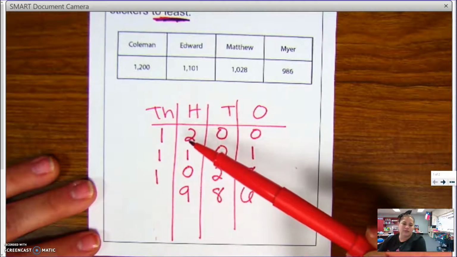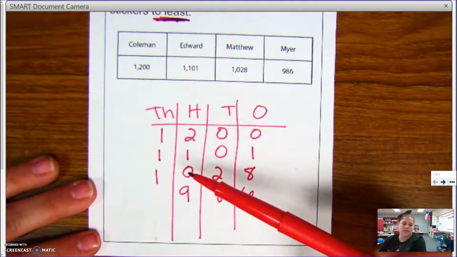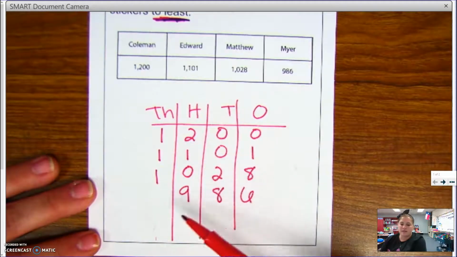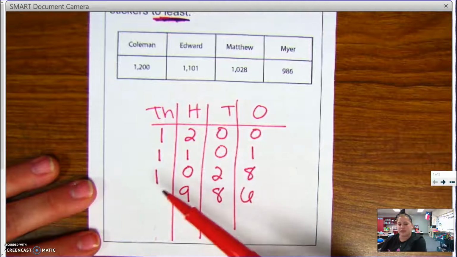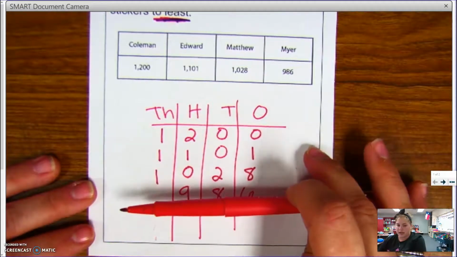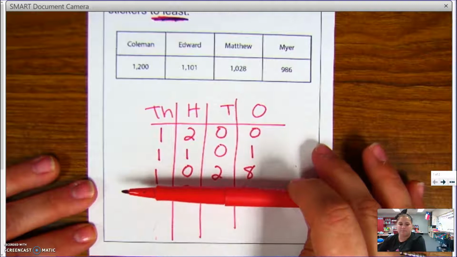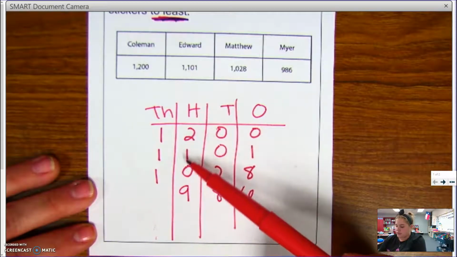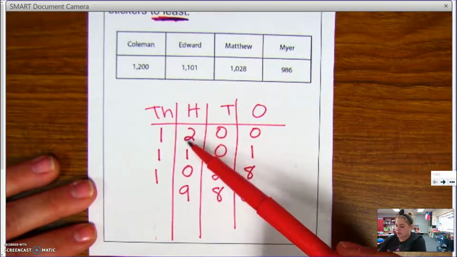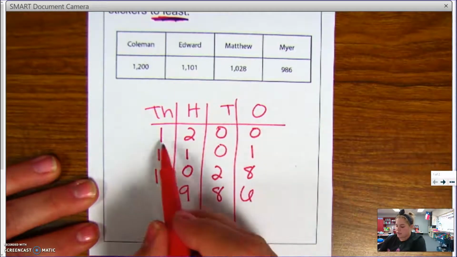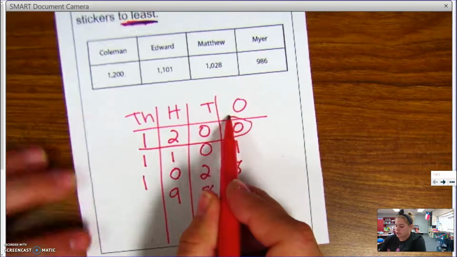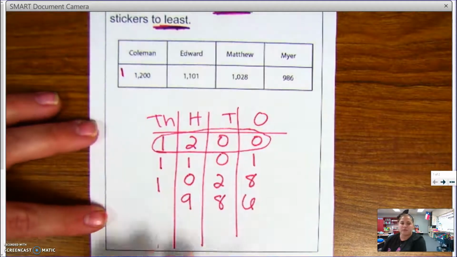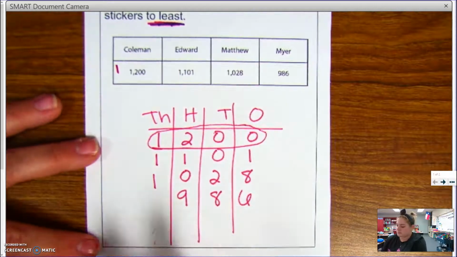I see a 2, a 1, a 0, and a 9. I know that this number cannot be included because there is no thousand. So I'm really just looking at the 3 above my pen. I know that of these 3 choices, 2 is greater than 1 and 0. So that means that 1,200 is going to be the greatest number. So I'm going to put a 1 next to it up there.